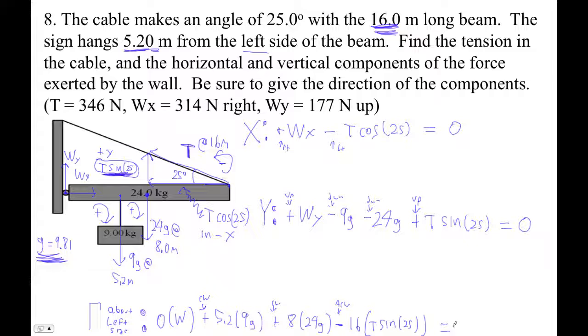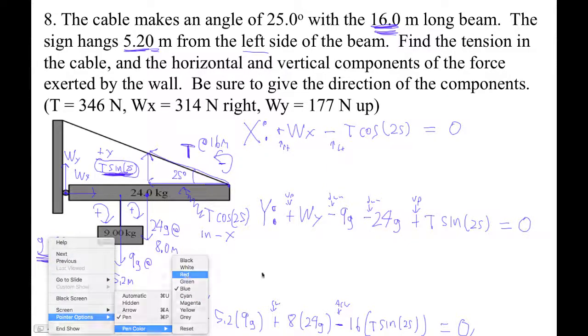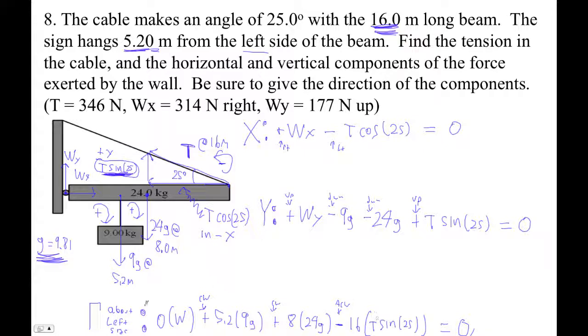So if you're paying attention, I think we've got all the torque things. That equals 0. So the first thing I'm going to do is solve this for t, right? The wall drops out, but we can solve for t. So I'm going to go 5.2 times 9 times 9.81 plus 8 times 24 times 9.81 is something. There we go. 2342.628. And then I'm going to divide by 16 and divide by, I'm going to check my mode here. I am in degrees. Good. All right. By sine of 25.